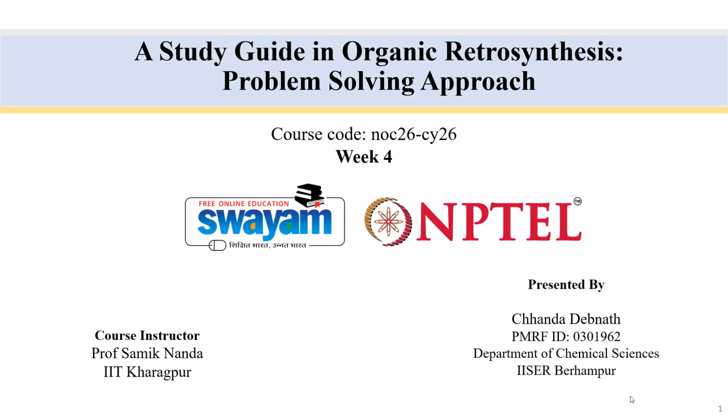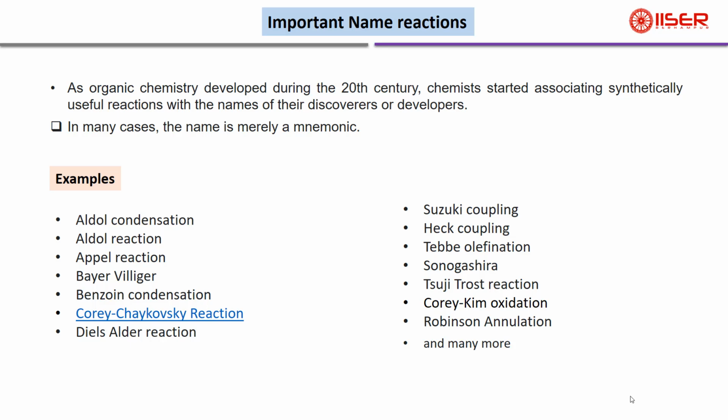So let's start. We are discussing some important name reactions. In the last class I was discussing Aldol reactions and Michael addition, followed by the Mitsunobu reaction. Robinson annulation, I just introduced that one, so today I will complete that. Then we will go to a new type of name reactions and some others.